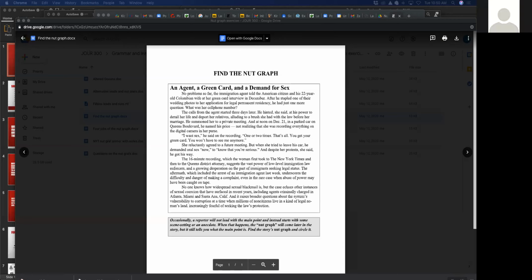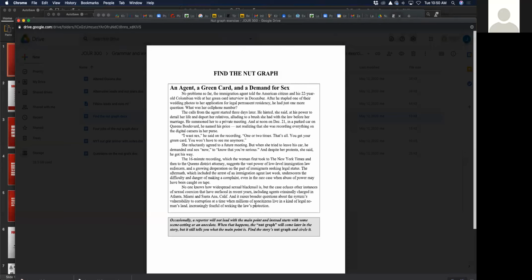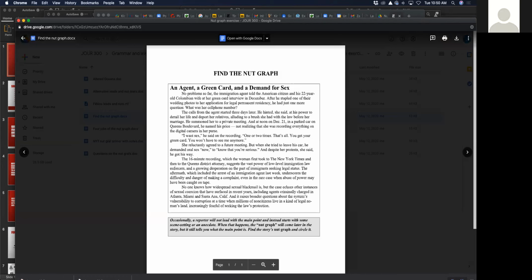Wait, so where does this one end? I think it's both paragraphs, Nina. So the last two paragraphs? Yeah, I mean, well, this isn't the whole story. They're just giving us an excerpt of the story. They're just giving us the top of the story. So the story would keep going, but I think what we've got there is the basic beginnings of it. You see what I mean?